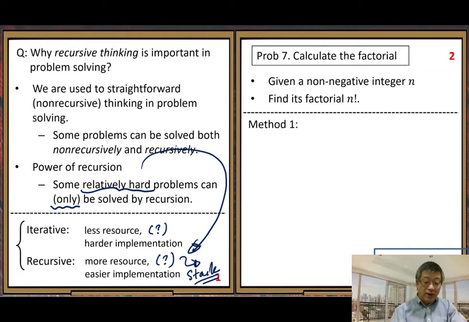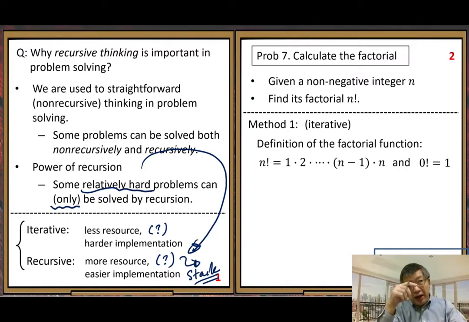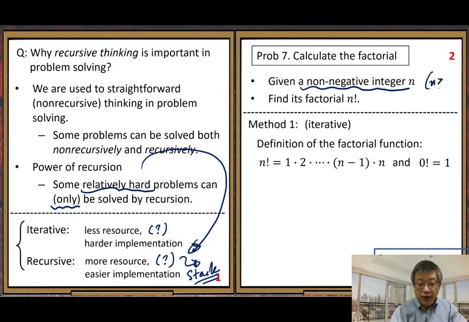The method 1, iterative method. Based on its definition, we can write n factorial as a product of n consecutive numbers from 1 through n. But here there is one base case, when n equals 0. Because here we said non-negative integer, right? 0 included, n greater or equal to 0.